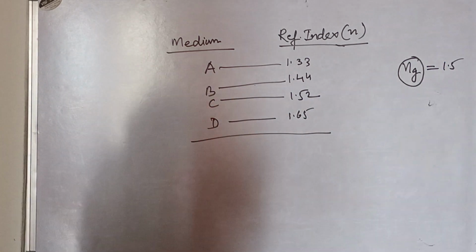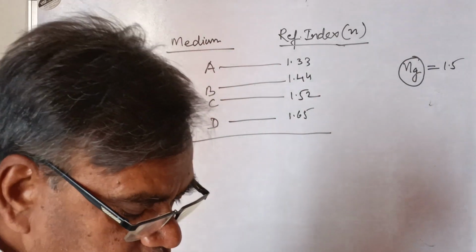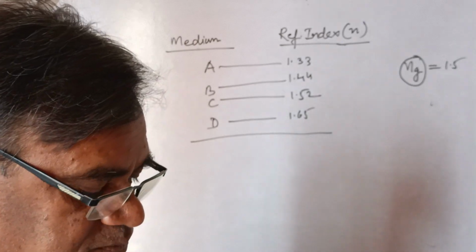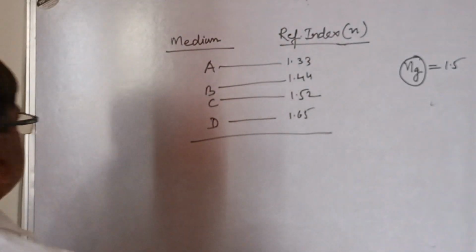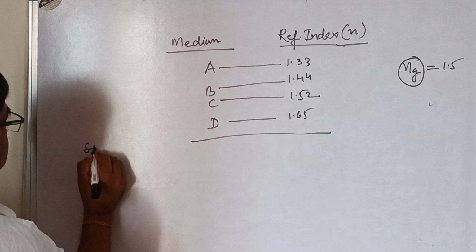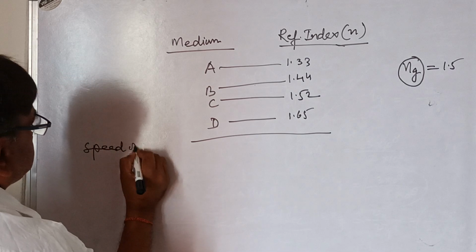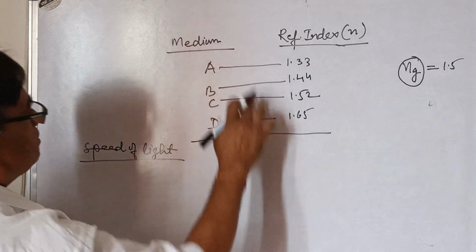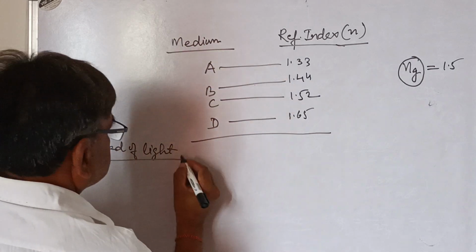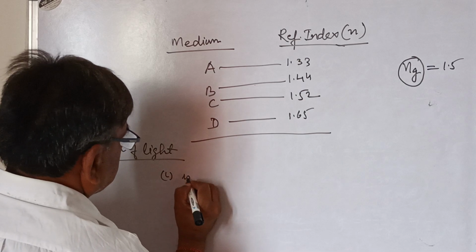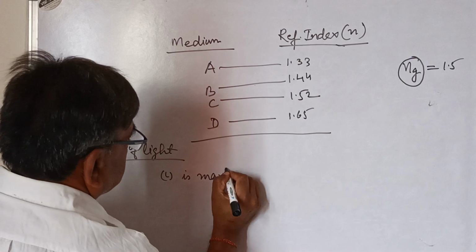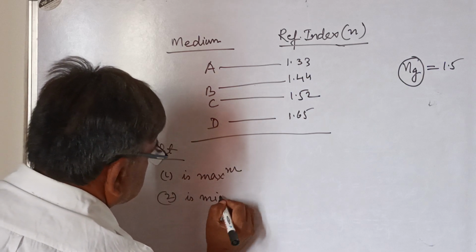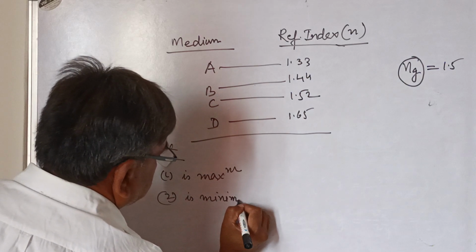Now the question is, in which of these four media is the speed of light, number one, maximum, and number two, minimum?